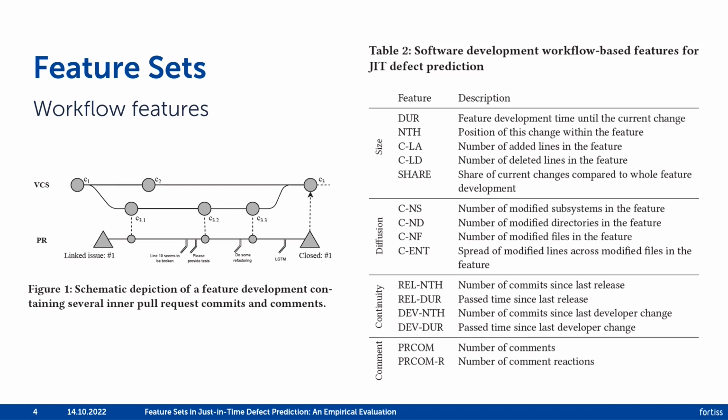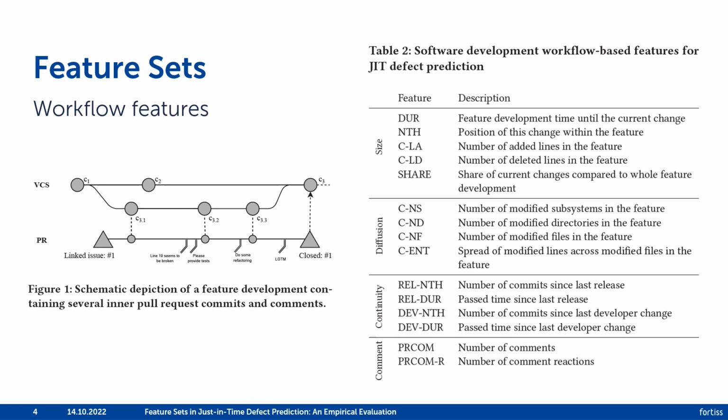So for example, we have a size dimension here where we first report the time already passed in the feature development until the current commit, and also the position of the change within the feature. Then we accumulate the number of added lines in the feature over the feature commits and also the lines deleted, and also report the share of current changes compared to the whole feature development.